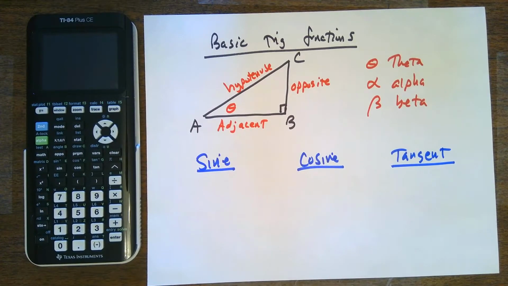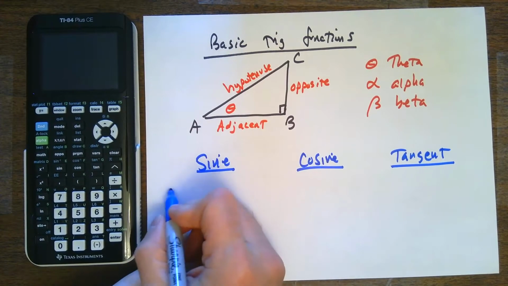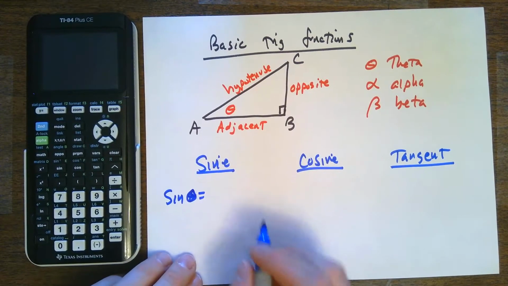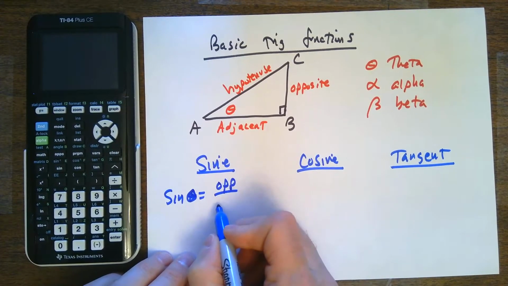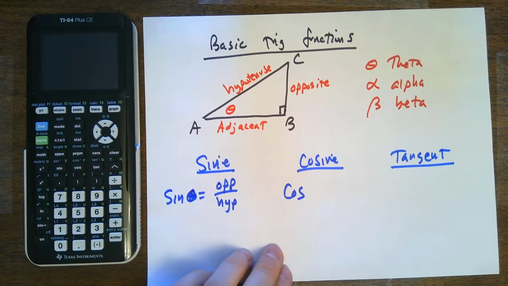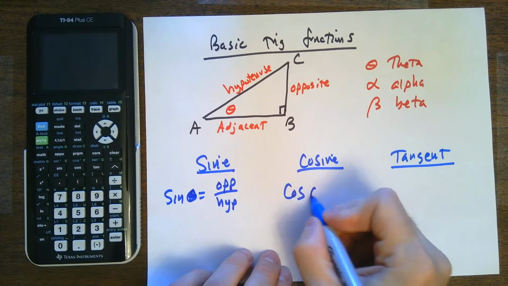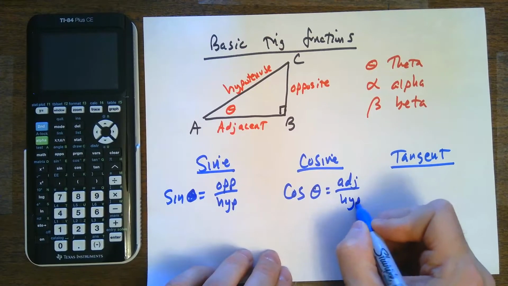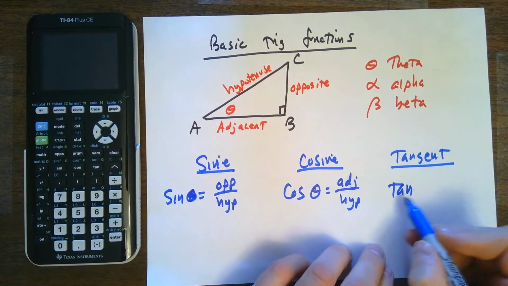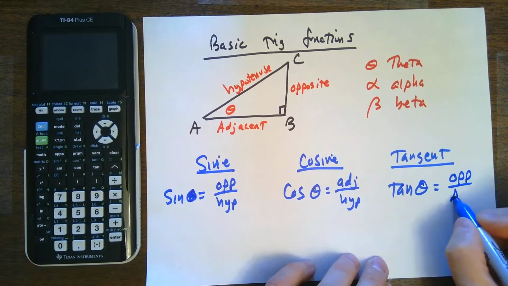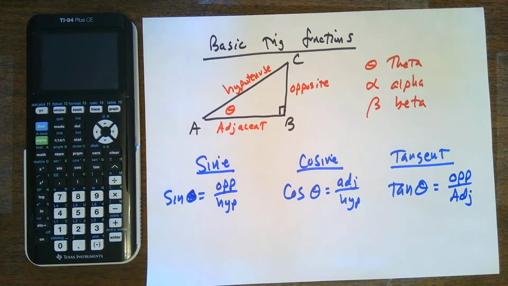Sine is often just abbreviated as SIN, and the sine of any angle, theta, is the ratio of the opposite side over the hypotenuse. The cosine is often just abbreviated as COS, but we still say cosine, of any angle, is represented by the adjacent side over the hypotenuse. And the tangent, abbreviated as TAN, but we still say tangent, of any angle, is the ratio of the opposite side over the adjacent side. Now this we know. I think we know all this stuff already.